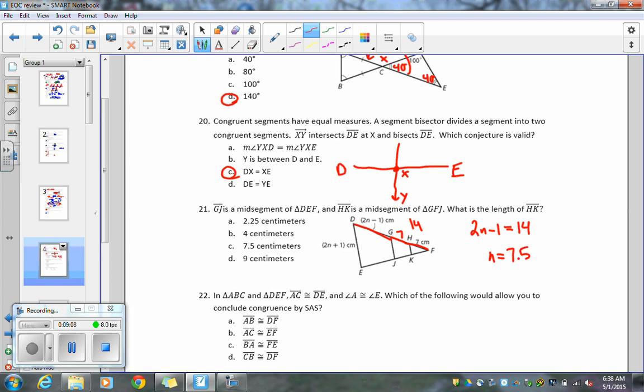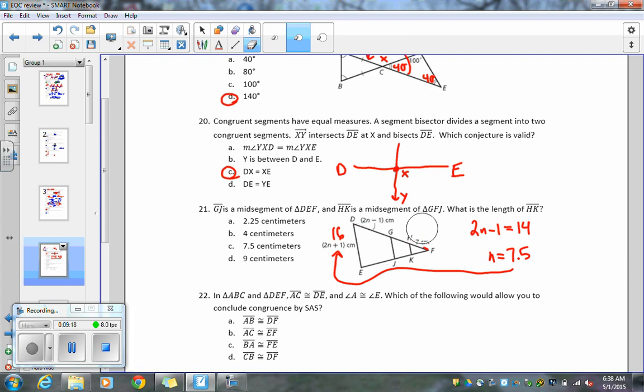Now what we're going to do is take 7.5. This is tricky, so I'm going to stay with you on this one. When I plug it into here, I get a grand total of 16. Now the thing with these midsegments is that if this is 16, GJ would be half of 16, which would be 8. Now HK is another midsegment, so that would be half of GJ. So if that's 8, HK would be 4.